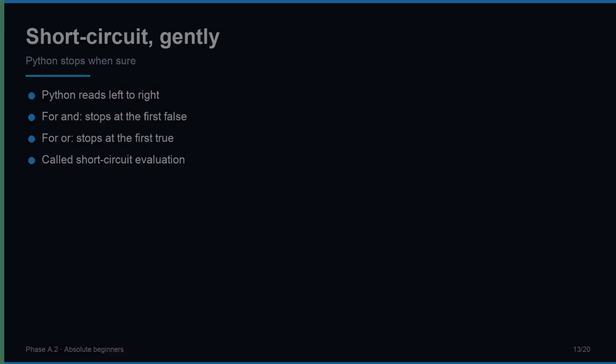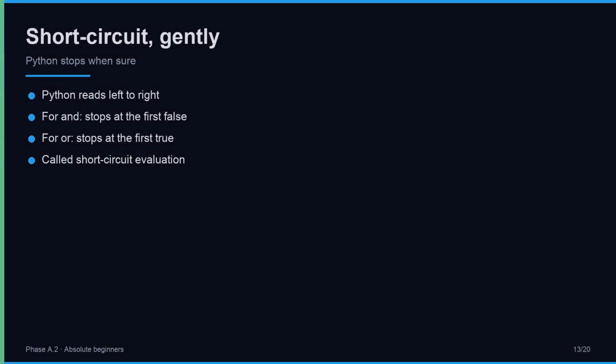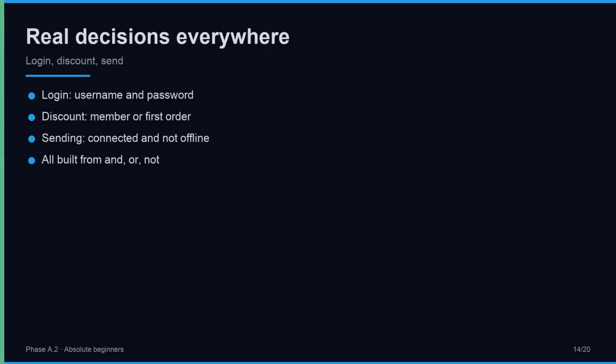Name the answer. Here is a gentle idea called short-circuit evaluation. Python reads your conditions from left to right, and it is smart about stopping early. With and, the moment it finds a false, the whole result must be false, so it stops. With or, the moment it finds a true, the whole result must be true, so it stops. You do not need to think about this often. Just know Python does not waste effort once the answer is already certain. Stop when sure.